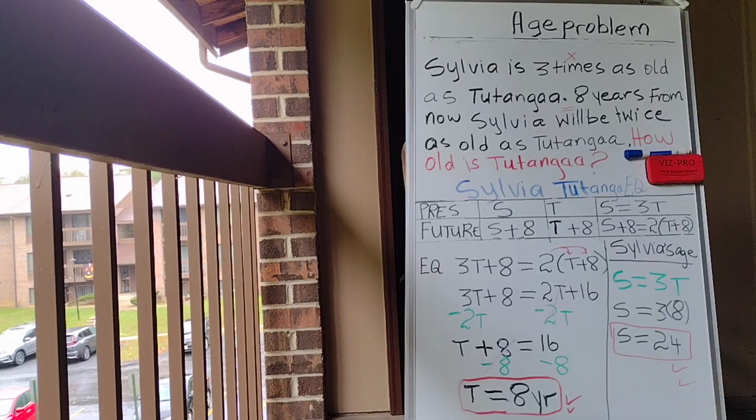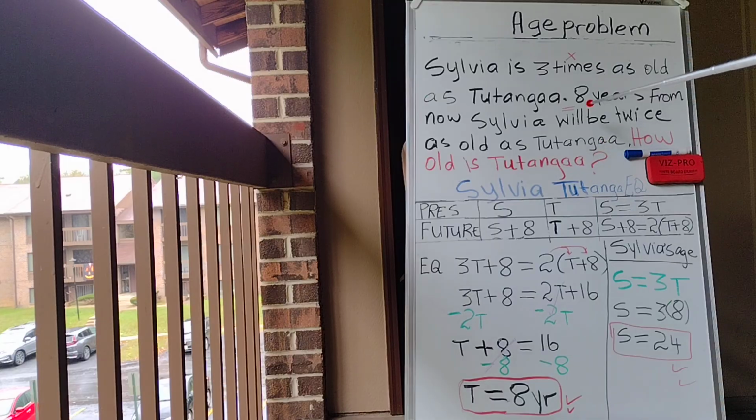Today's topic is a little bit different from what we have covered before. What we have here is the age problem. The statements read as follows: Sylvia is 3 times as old as Tutanga. Those are the names of two individuals, the mother and the child. Now, eight years from now, Sylvia will be twice as old as Tutanga. The question asks, how old is Tutanga now?